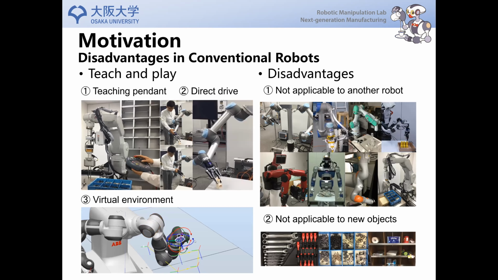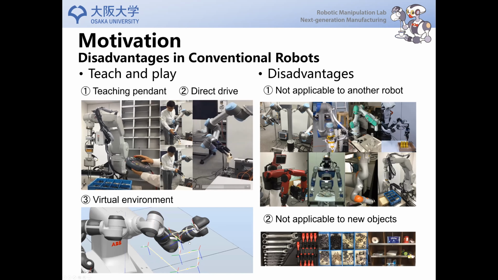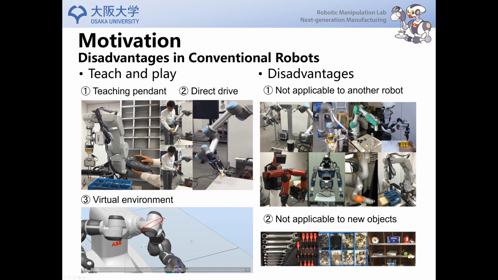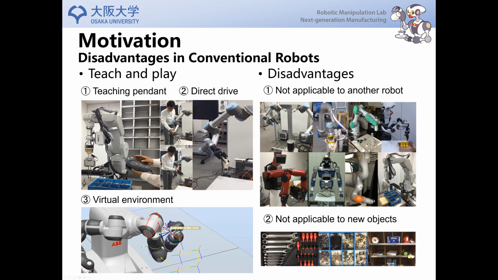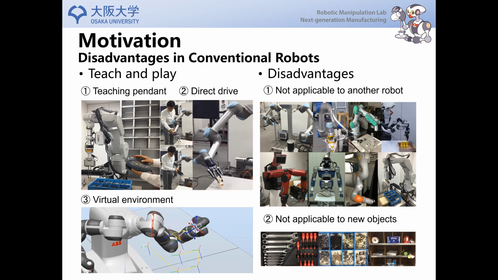The motivation is, as you all know, about industrial robots. When we teach the robot, we have to use teaching pendants or direct drive, or maybe a virtual environment like ABB RAPID. But no matter which one we use, they are not applicable to a different robot. Once we teach the trajectory, it's only applicable to the same robot. Also, it's not applicable to new objects or various objects.